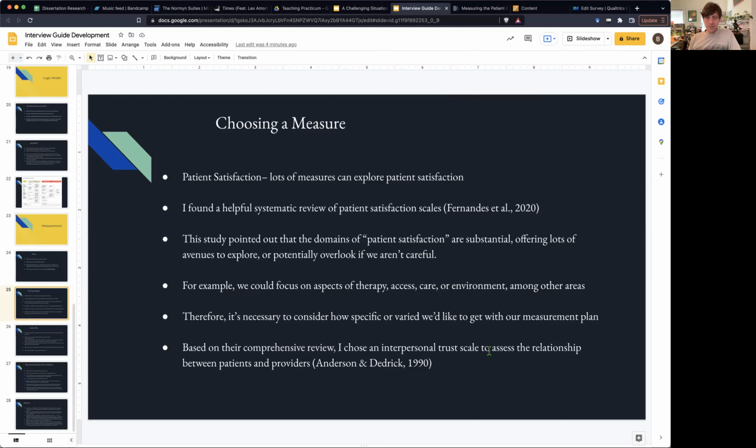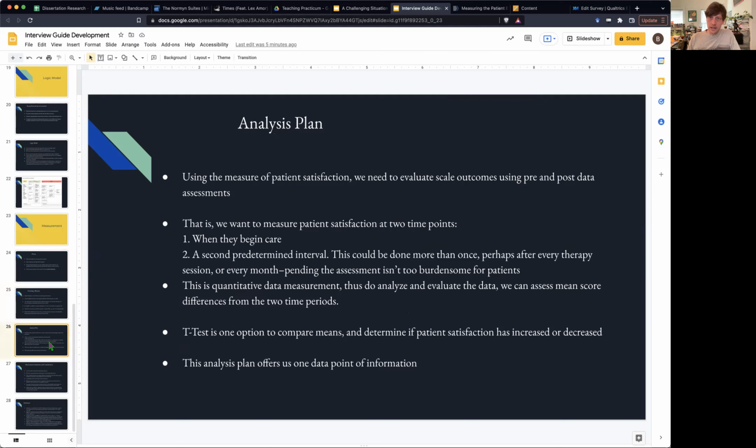Based upon this information, I chose an interpersonal trust scale. And this assesses the relationship between patients and providers. It's been around for a while, and it's been validated for reliability.